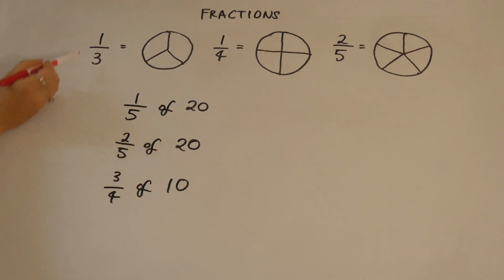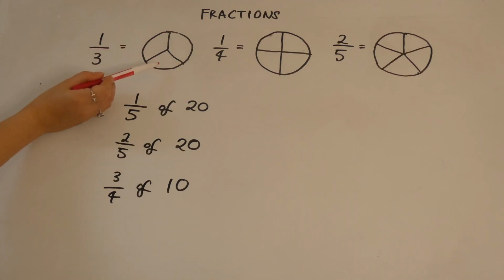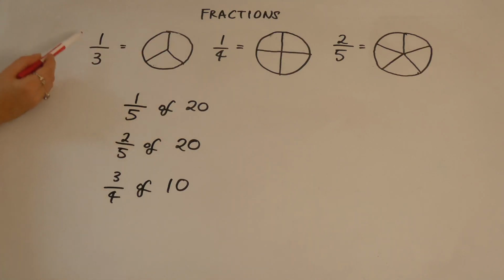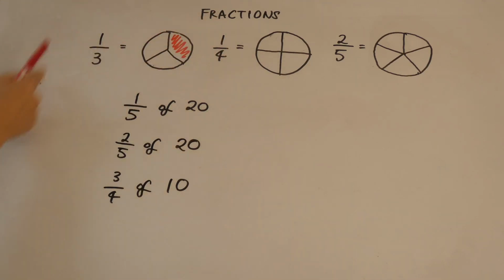So fractions consist of a numerator, which is the number on the top, and a denominator, which is the number on the bottom. Now our denominator, which in this case is 3, tells us how many parts the whole is divided into, and these are equal parts. So as you can see, we've got 3 parts to our whole. The number on the top tells us how much is shaded or how much we're looking at. So we're looking at one of these parts, or 1/3.